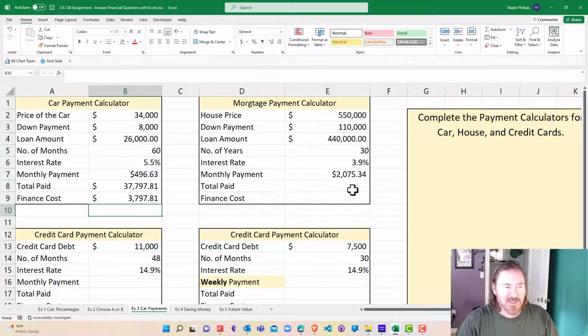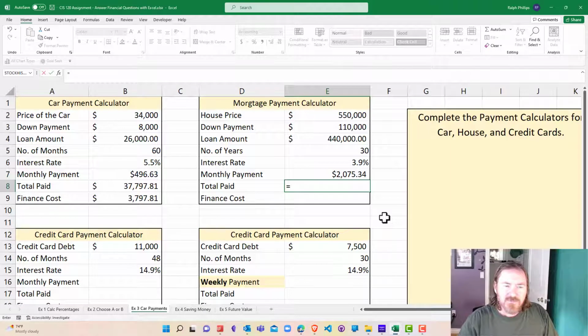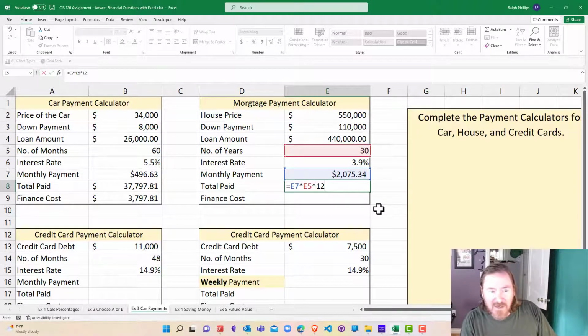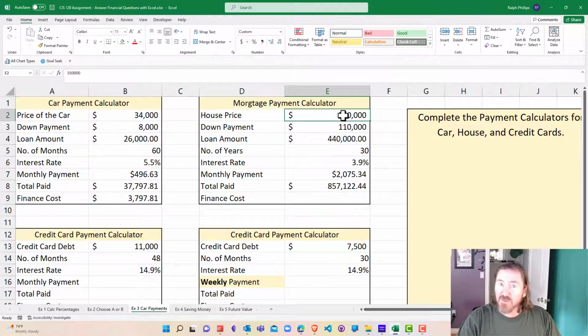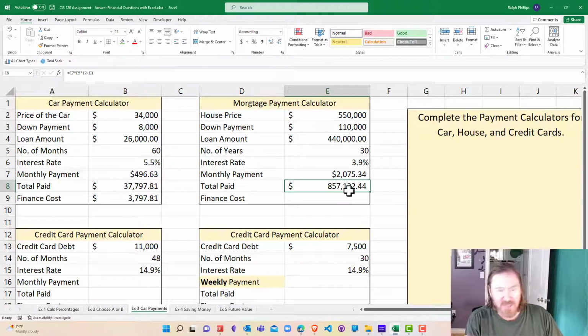Same thing for our house. The total paid is going to be equal to the monthly payment times the number of years we paid it times 12. Remember, we have to pay it 12 times per year for 30 years in this example. Plus, and of course I don't need the parentheses because the multiplication will occur first, plus that big down payment of 110K means the total paid for this house is about $857,000. The price of the house when purchased was $550,000, but you're going to pay over 30 years about $857,000. So that's a pretty big impact on a house purchase, is that total paid.